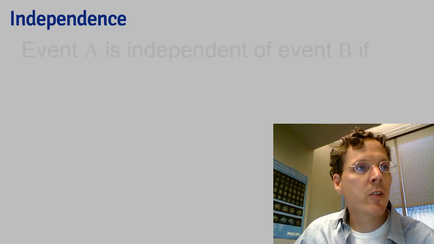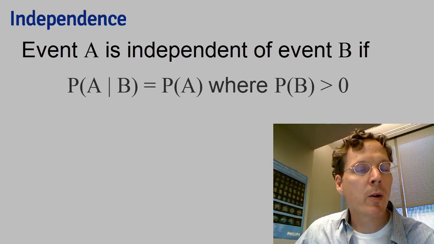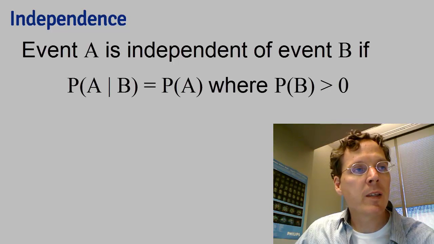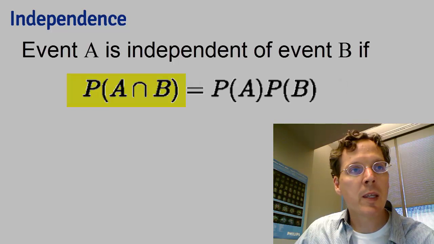Let's cover briefly the subject of independence. We alluded to this earlier in that we said that A is independent of B if the probability of A given B is equal to the probability of A for an event B that has positive probability. Another definition of independence is that A and B are independent if the probability of A intersect B works out to be the product of their probabilities.